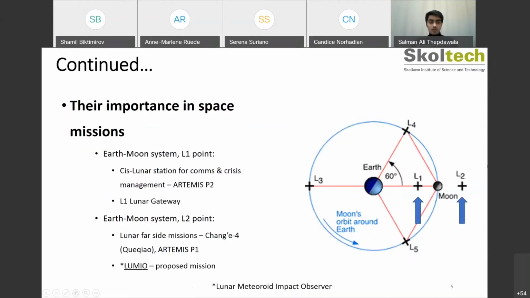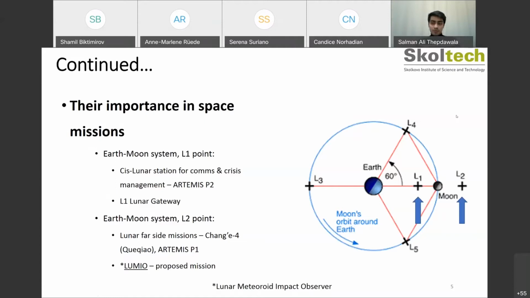In the Earth and the Moon system, we know that the cislunar base is a hot topic these days, cislunar transportation and lunar base. For L1, NASA did some studies on an L1 lunar gateway, a cislunar station for communication and crisis management in case we have a lunar mission, if and when.